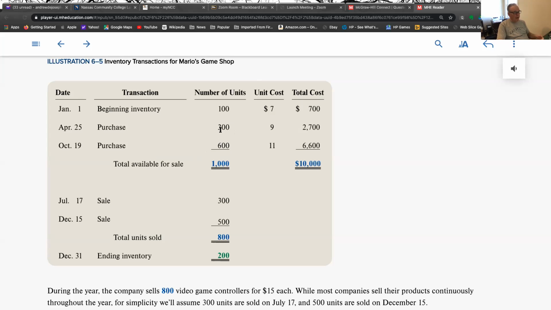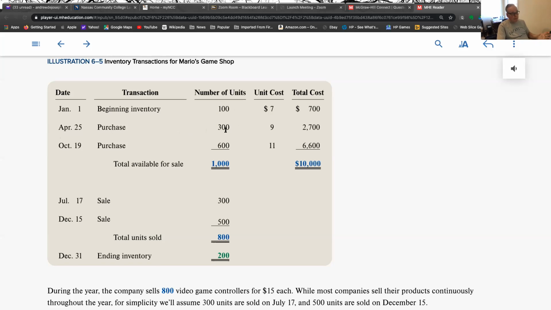Now, I just want to calculate the ending inventory. So the ending inventory consists of 200 units. Which are the oldest 200 units? Well, this 100 is the oldest, 100 times 7. And then, which are the next oldest? These. Well, how many did I sell from that layer? Or how many do I have left from that layer? 100. Right? I have 200 units left. If this is 100, then this has to be 100.